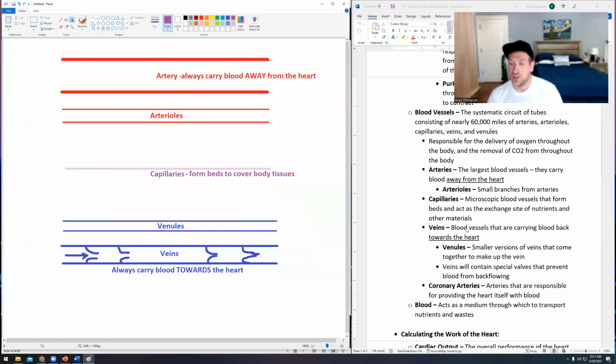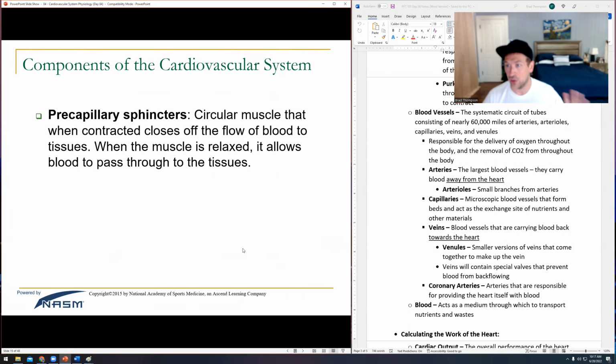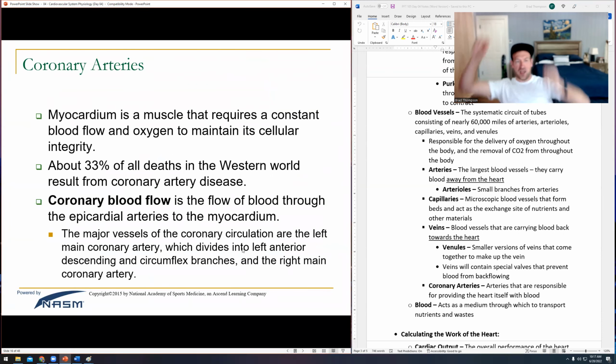So blood, veins are always traveling away from the heart. Arteries are always traveling towards the heart, and that's what you need to remember. You need to know the difference between those two, right? So arteries always away, veins always towards.